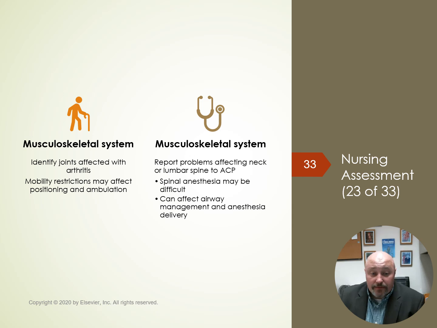We also want to identify any joints affected with arthritis or any mobility restrictions that may affect their positioning and ambulation while on the table. For the musculoskeletal system, we want to report problems affecting the neck and or lumbar spine. Spinal anesthesia may be difficult with certain patients with certain surgical histories, and these spinal problems could also affect airway management and anesthesia delivery.